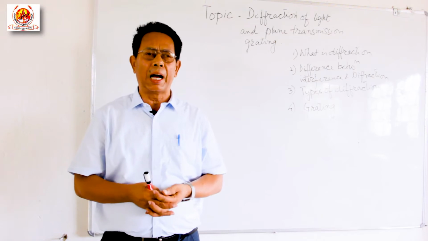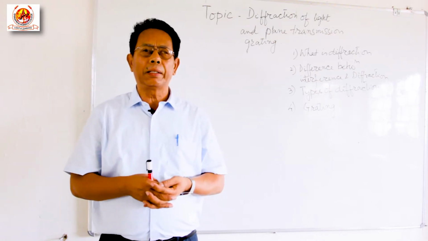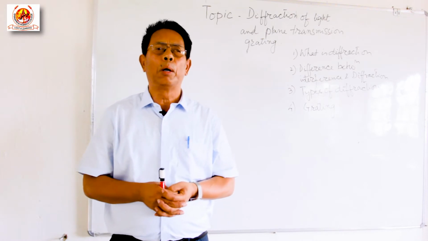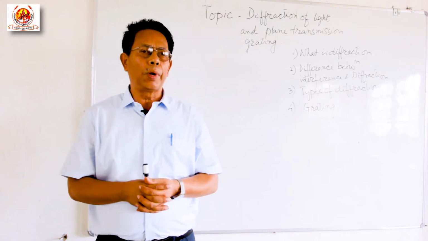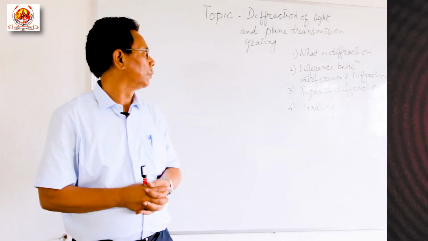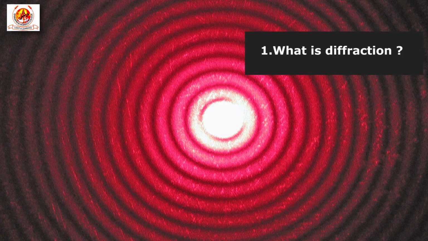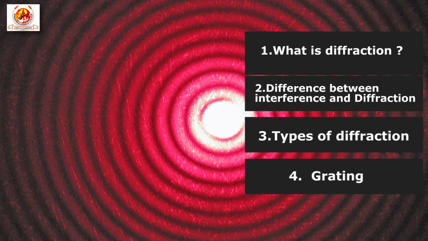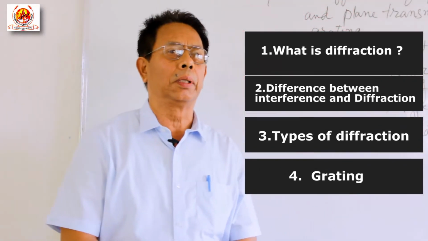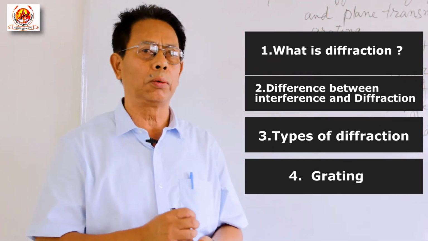Of course, as you go to higher classes, you will find that light has another nature also. We call that the particle nature of light. Anyway, the parts we are going to learn today are, first of all, what do we mean by diffraction? Then, is it different from interference? And how many types of diffraction are there? And the grating, its experiments, uses, and so on. Now, let us start.